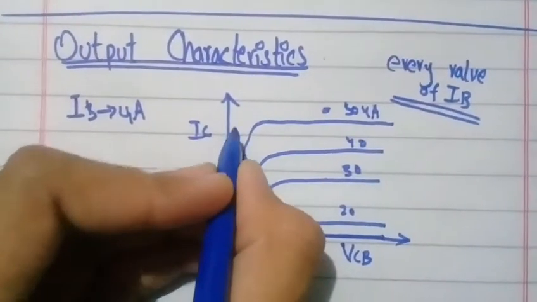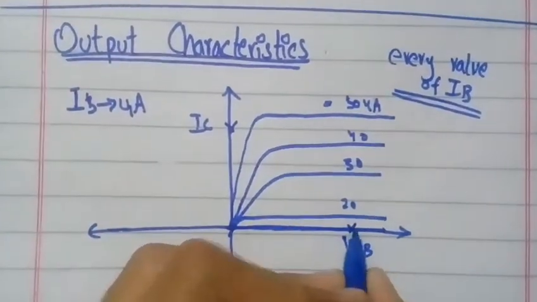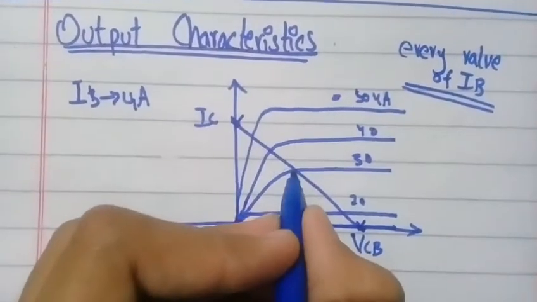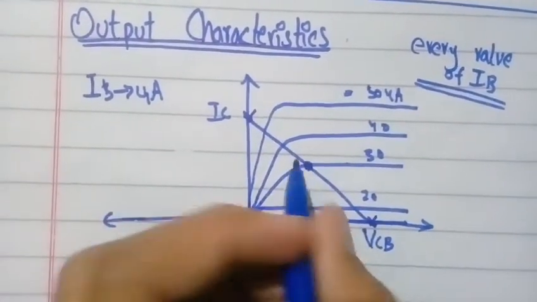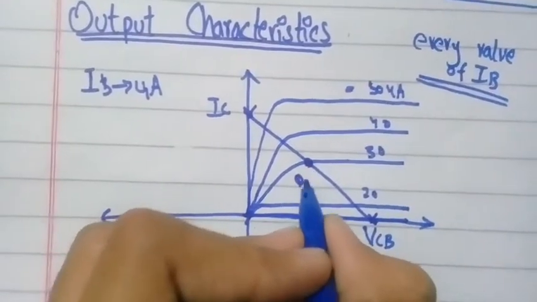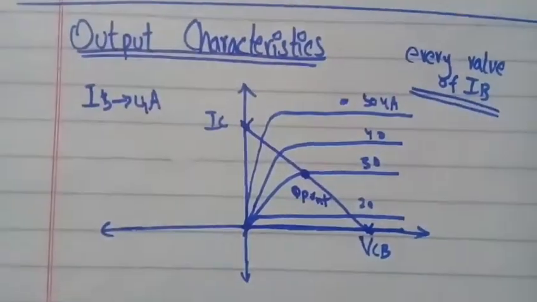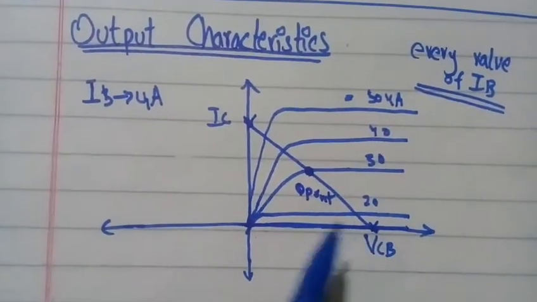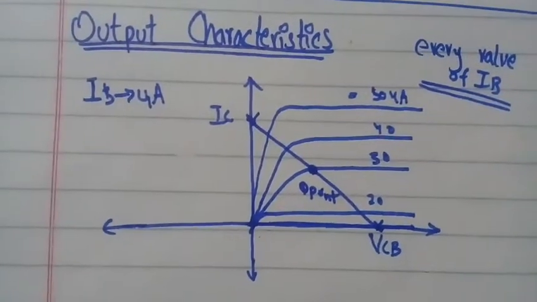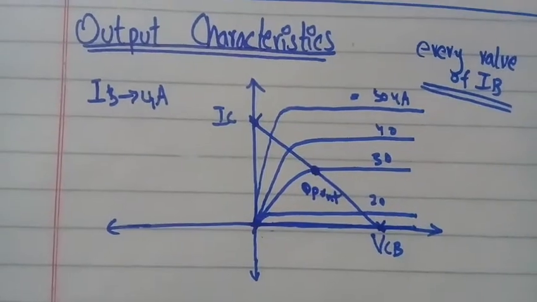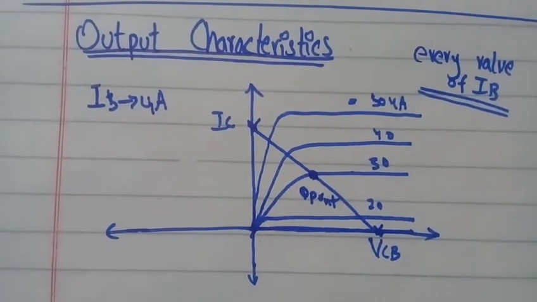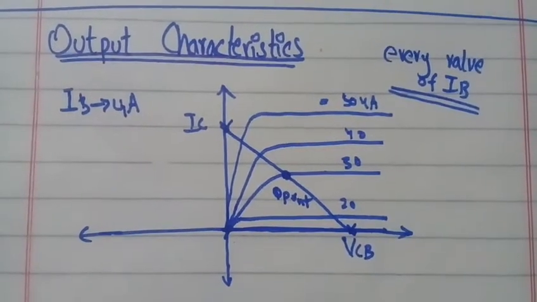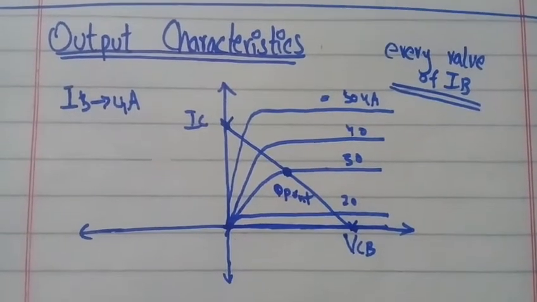There is a saturation point and there will be a cutoff point. We will plot them over here. It will be a cut over a baseline, which is called the Q point of a transistor. We will now discuss what the saturation region and the cutoff region are. In the next video we will see what the saturation region is and what the cutoff region is. So guys, that's it for the output characteristics of common base configuration.